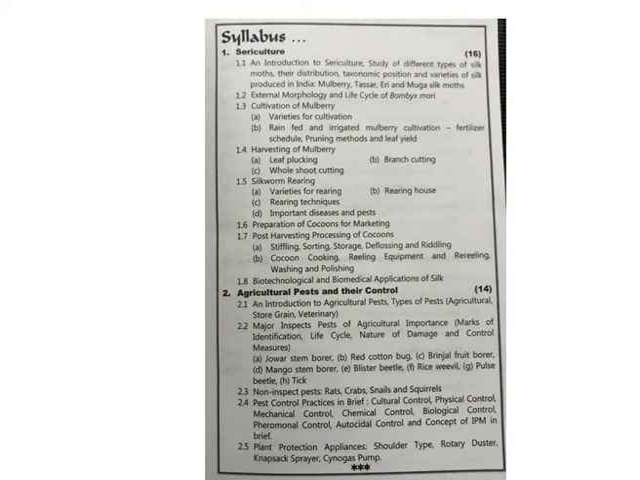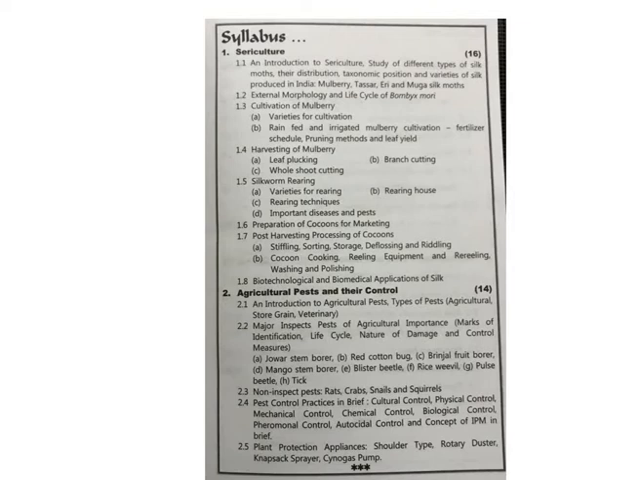In sericulture, the first point is an introduction to sericulture, study of different types of silk moths, their distribution, taxonomic position and varieties of silk produced in India. The silk produced in India such as mulberry, tussar, eri and muga types of silk moths. The next point is external morphology and life cycle of Bombyx mori. Then the third point is cultivation of mulberry, that is how to grow the mulberry plants.